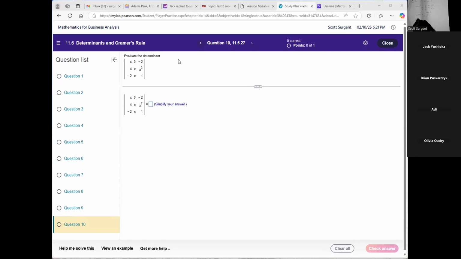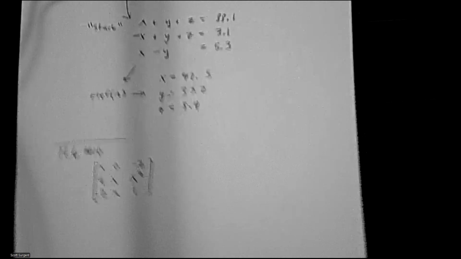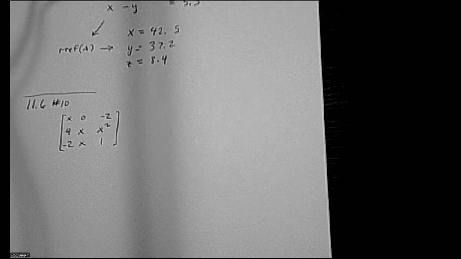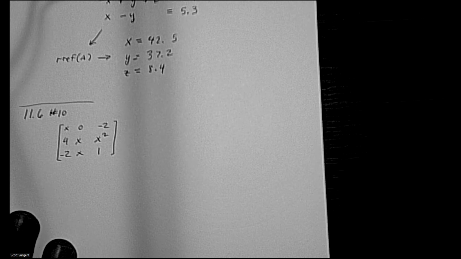It's x, 0, and -2, 4x and x squared, and -2x and 1. So we have a 3 by 3 determinant. And all right, so I'm going to stop the share. Okay, so yeah, I guess Desmos will kind of trip up on this because it needs a number there. So I'll show you how to do it by hand.